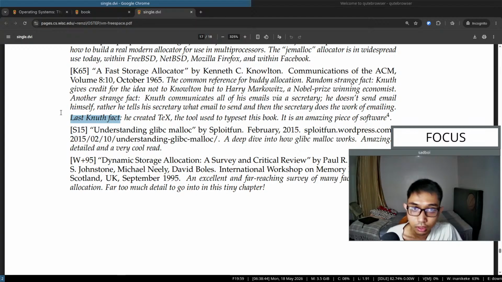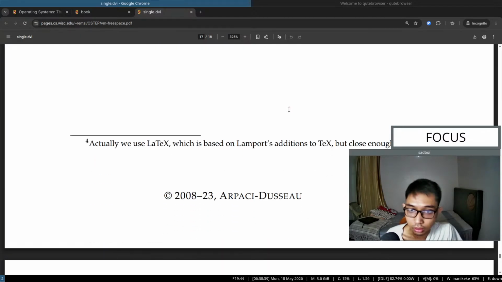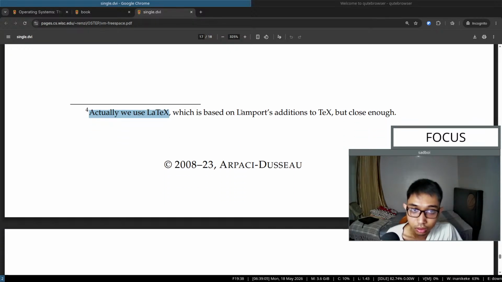Last fun fact: he created TeX, the tool used to typeset this book. It is an amazing piece of software. What is the footnote here? Actually, we use LaTeX, which is based on Lamport's addition to TeX, but close enough.